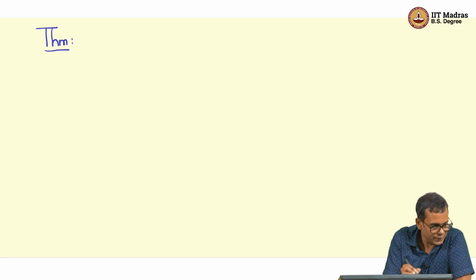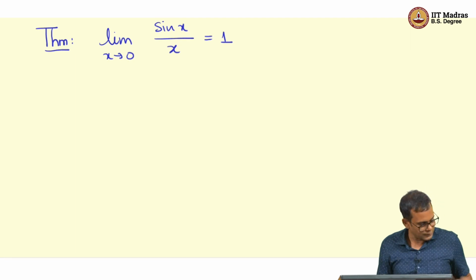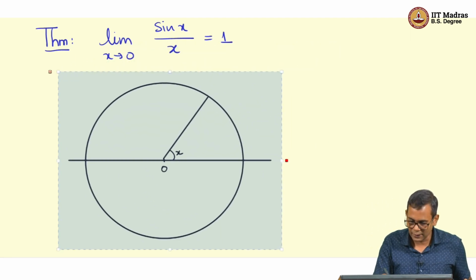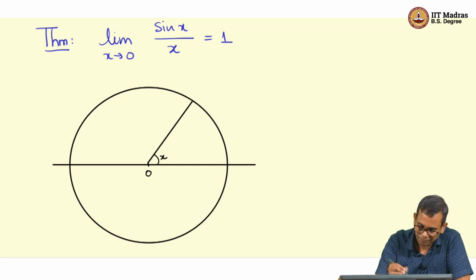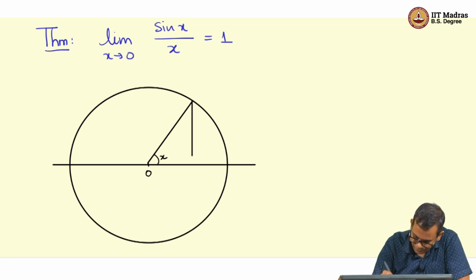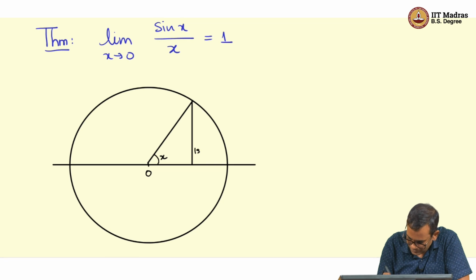Now, the third result that I will prove in this lecture is a very interesting limit. The limit as x approaches 0 of sin x over x is equal to 1. For this, we go back to the diagram that we had. We will prove it geometrically. So, remember that if you draw this vertical line, then its height is the absolute value of sin x.